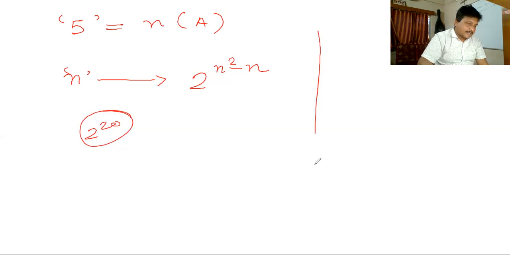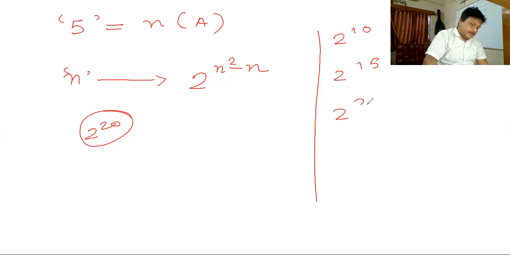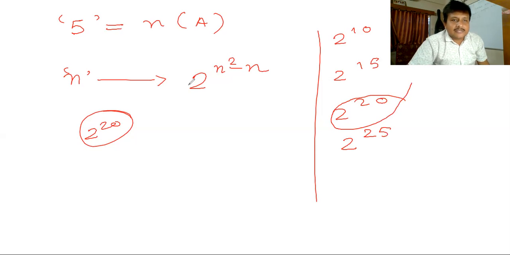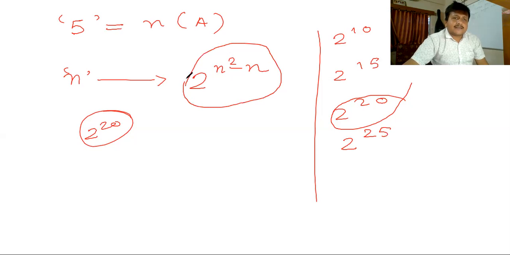What are the given choices? The choices are 2 power 10, 2 power 15, 2 power 20, 2 power 25. So what is the correct choice? Clearly, choice C, 2 power 20 is the correct choice without ambiguity by using this simple formula. We shall learn a lot of tricks like that when you learn the relation in detail. Thank you very much for listening.